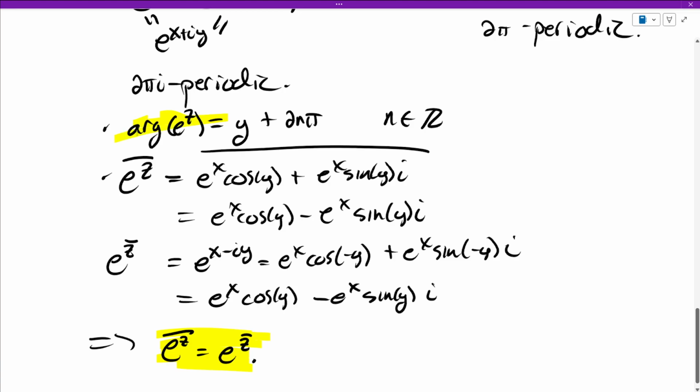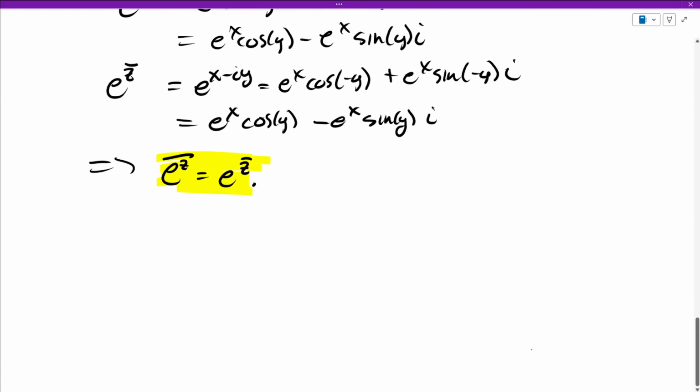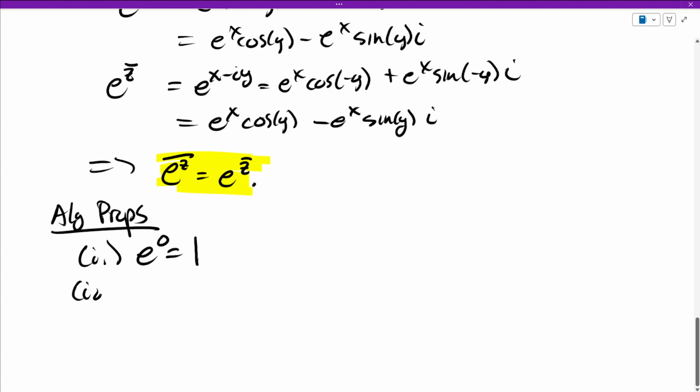All right, oh, I didn't highlight this one. Let's highlight that one. Okay, the last thing is I'm just going to collect some algebraic properties that we know to be true. So, some algebraic properties. When we plug 0 into the exponential function, we still get 1. When we multiply e to the z1 with e to the z2, we just add the exponents. When we divide, we subtract the exponents.